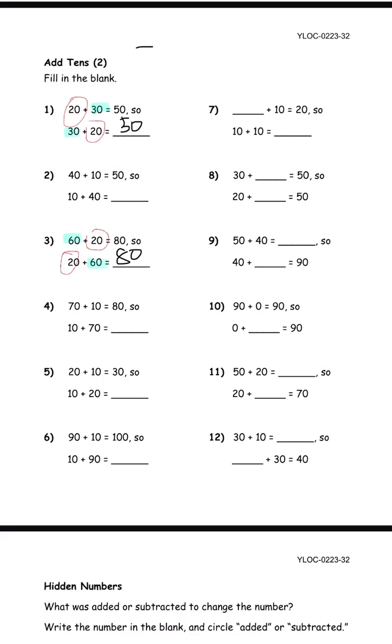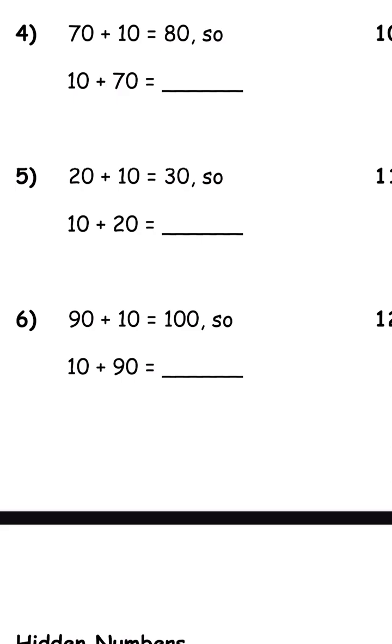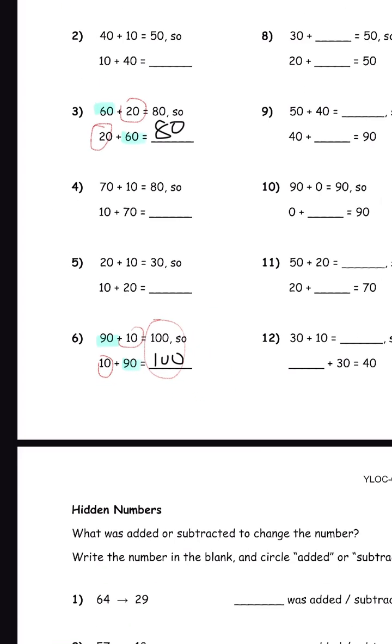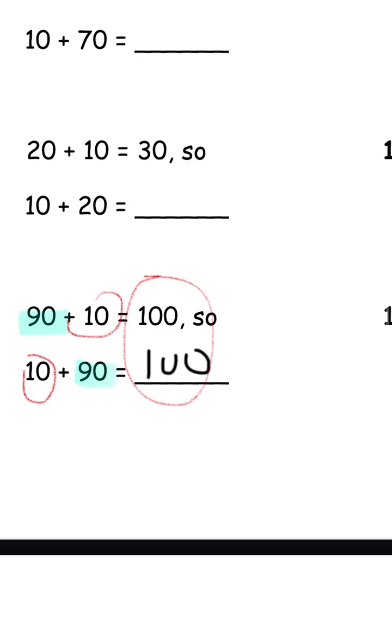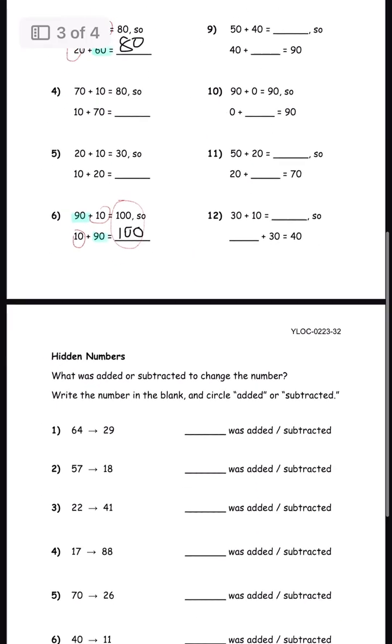Let's try one more. We can do number 6. Okay, so number 6, we have 90 plus 10 equals 100. So 10 plus 90, again, the order, that is equal to 100, right? Our answer is going to stay the same. Sorry, these are zeros.